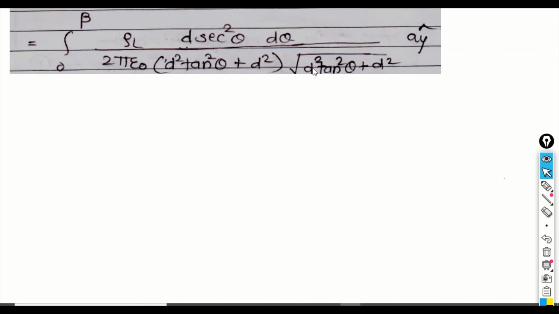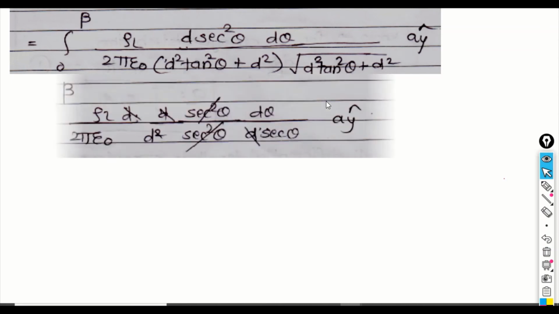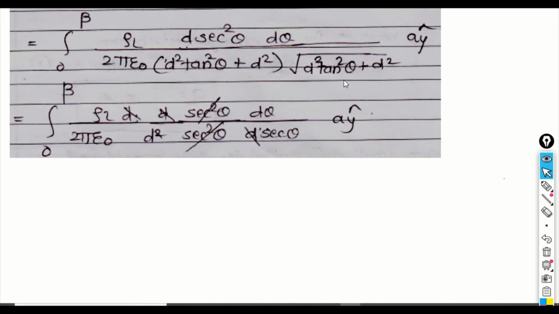Taking d square common from these two terms, 1 plus tan square will be sec square. So first take d square common. If I take d square common, I get 1 plus tan square. 1 plus tan square is sec square. So under root it is d square sec square. Coming out, it will be only d sec theta.